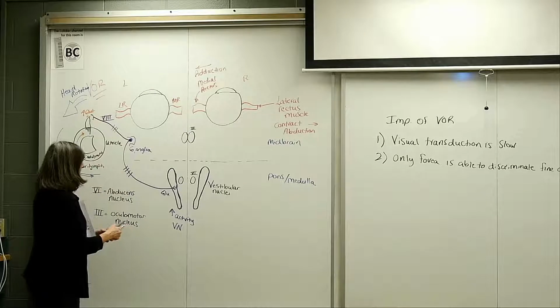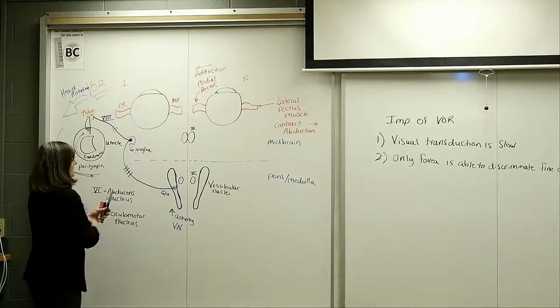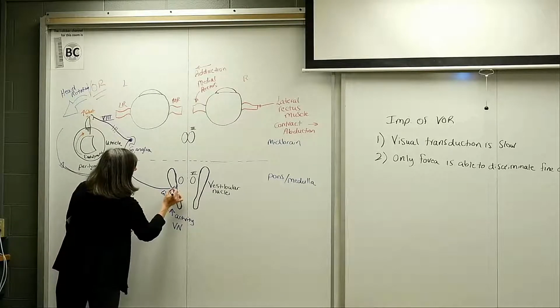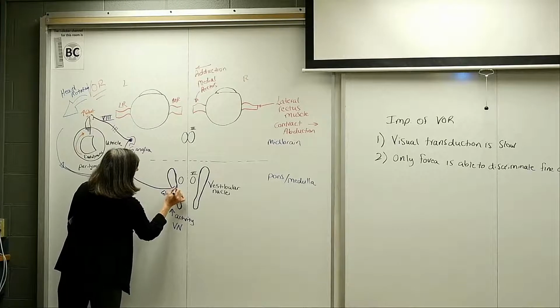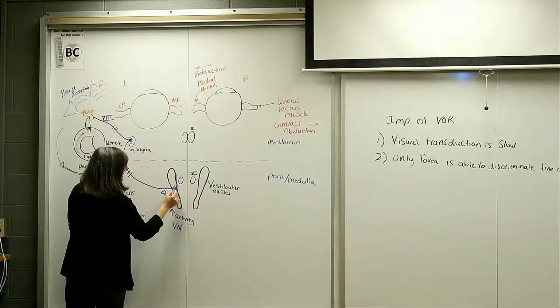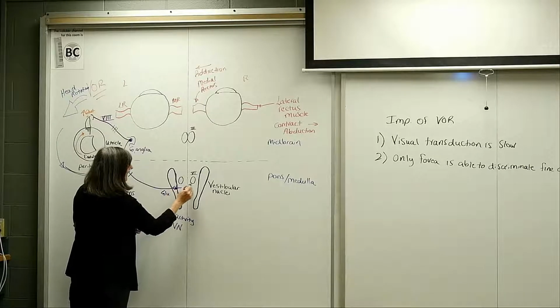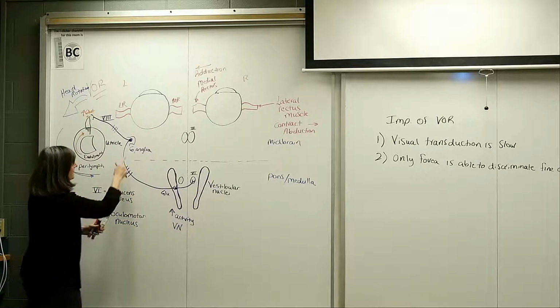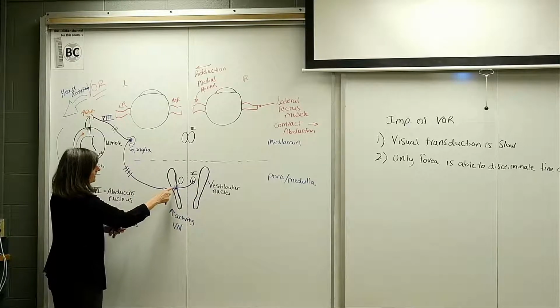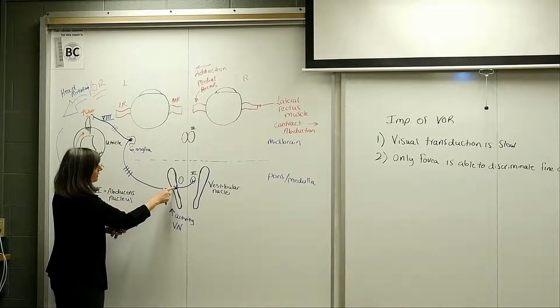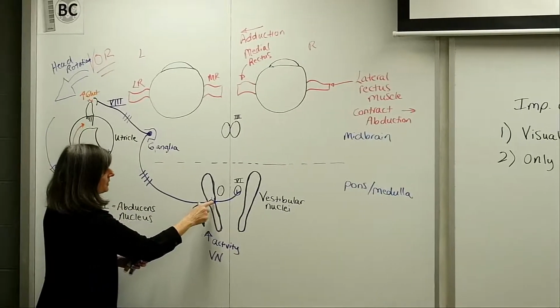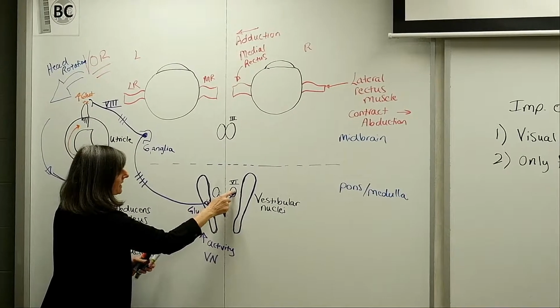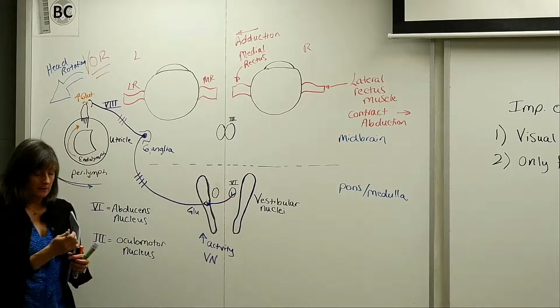So one of these populations is going to be right here, and this neuron is going to project to the contralateral abducens nucleus. Okay, so if you can't see it, there is a synapse here. There's a release of glutamate on the vestibular nucleus neurons. Those neurons, some of them are going to project to the contralateral abducens nucleus.